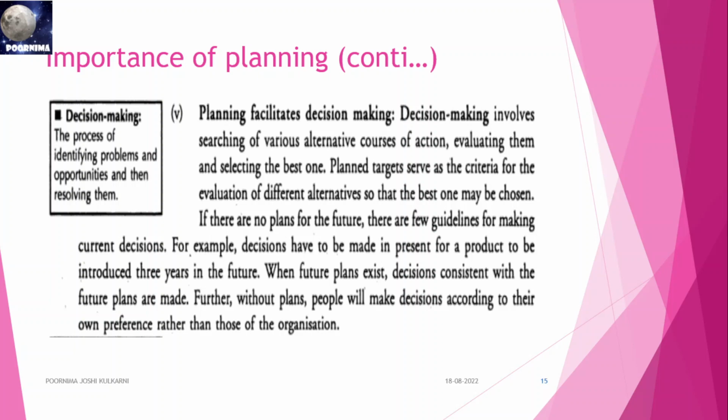For example, decisions have to be made in the present for a product to be used 3 years in the future. When a future plan exists, decisions consistent with the future plan are made. Further, without plans, people will make decisions according to their own preference rather than those of the organization. It will not be goal oriented; it will be random, and haphazard results will come.